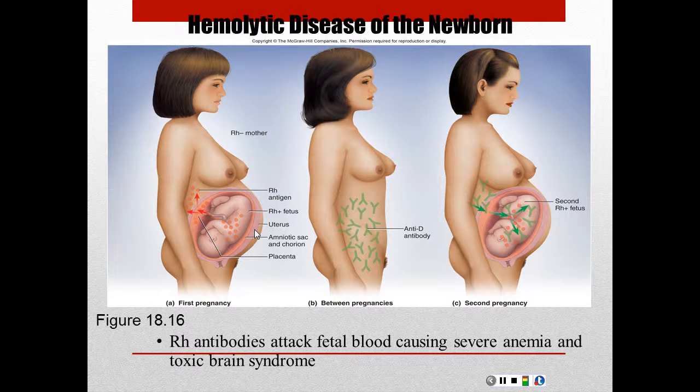And of course, HDN can be treated with phototherapy, where the infant is exposed to UV rays, which degrade the bilirubin as it passes through the skin capillaries. Now, an exchange transfusion may replace the infant's Rh positive blood with Rh negative blood, allowing time for the mother's antibody to disappear from the infant's blood.